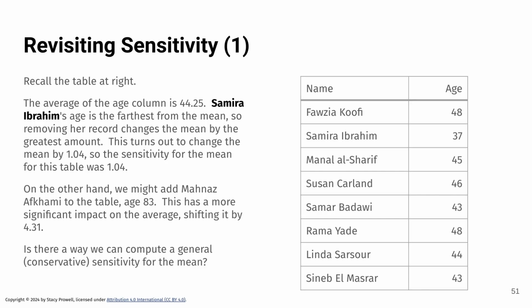If we remove her record, it changes the mean by 1.04. So initially we argued that the sensitivity of the query for the mean of this table was 1.04. But suppose we add Manaz Afkhami to the table. She's still alive, and she's 83 years old, at least at the time of me recording these slides. That has a more significant impact on the average. It pushes the average up by 4.31. So if she's someone that can be added, the maximum age has gone up, and that shifts it by more. So we need a more general, maybe more conservative sensitivity for the mean.